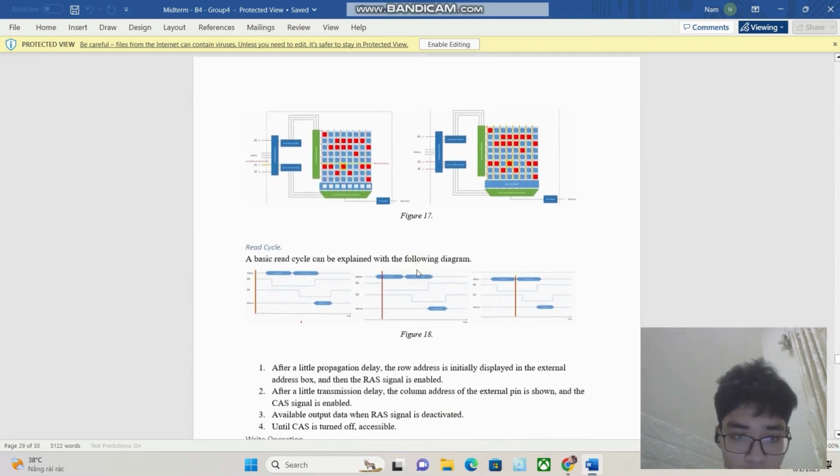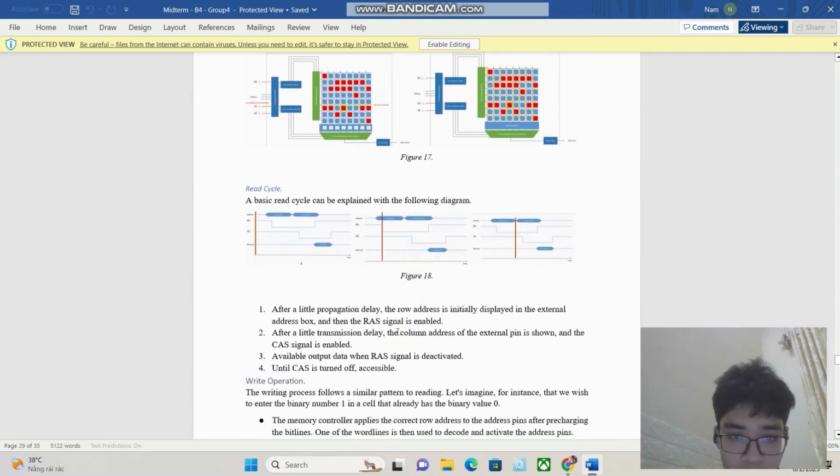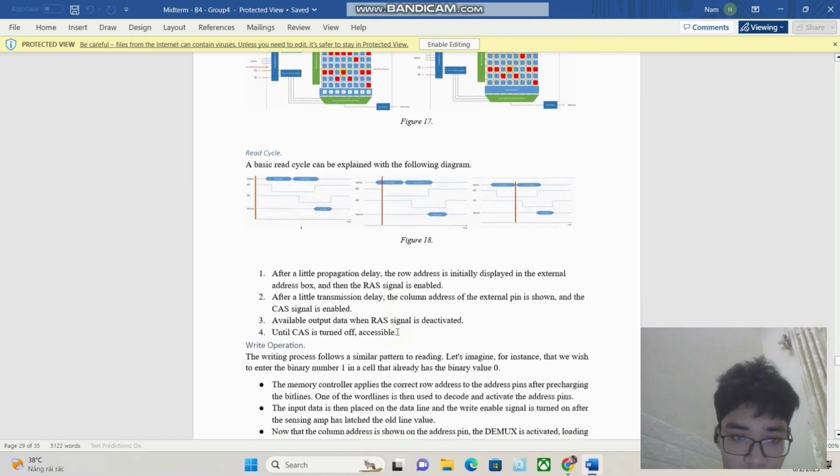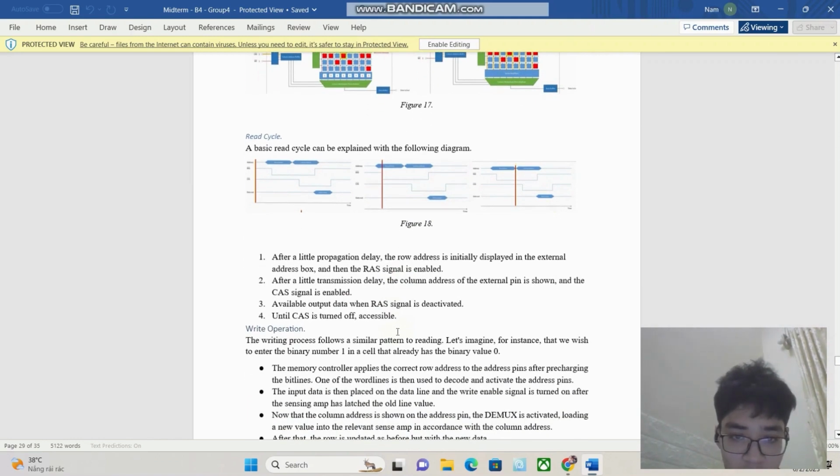Read cycle. A basic read cycle can be explained with the following diagram. After a little propagation delay, the row address is initially displayed on the external address pins, and the RAS signal is enabled. After a little transmission delay, the column address on the external pins is resolved and the CAS signal is enabled.